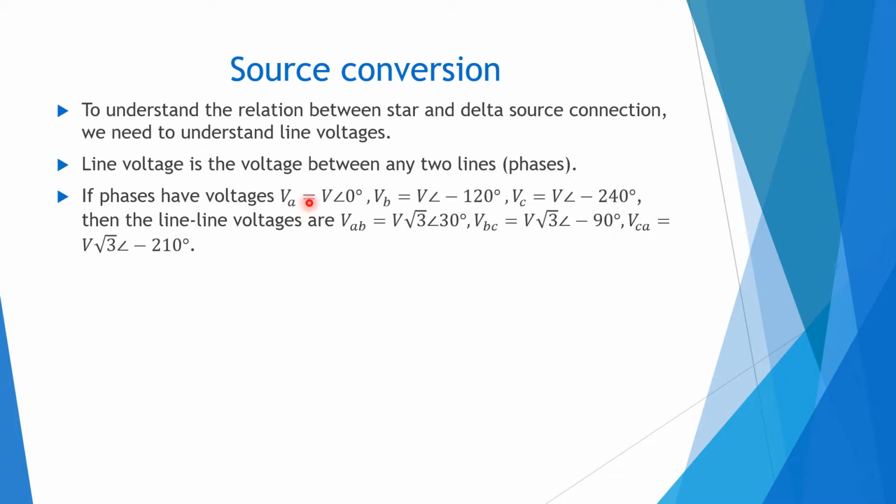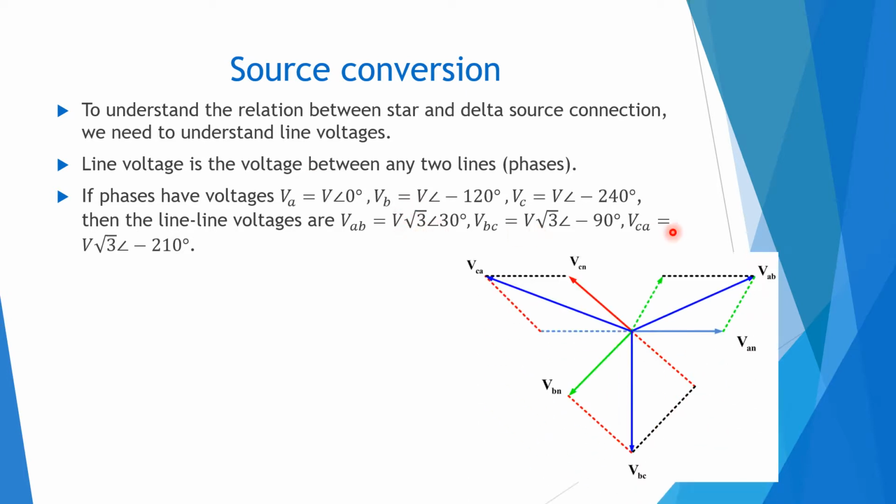Observe that these are simply the voltages that were there previously with a root 3 factor, and all of them turned 30 degrees leading. This is much easier to see using a phasor diagram, because you see this is VA, this is VB, this is VC. Now when you take VAB, so VA, now you want to reduce VB, so you take the inverse of that and then you add it. So this angle is basically 30 degrees, and this angle is 30 degrees, and this angle is 30 degrees.